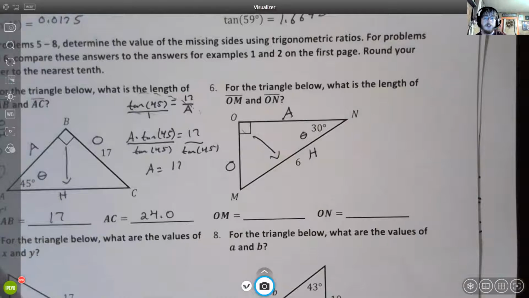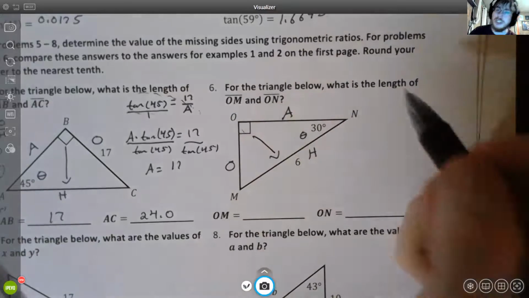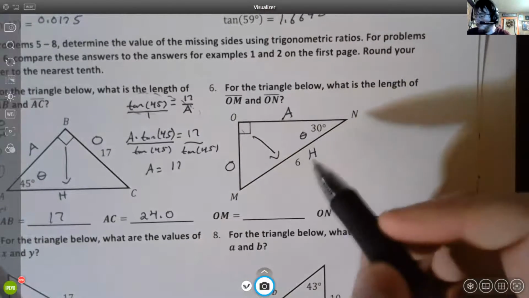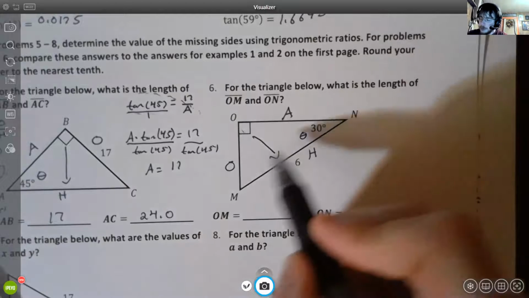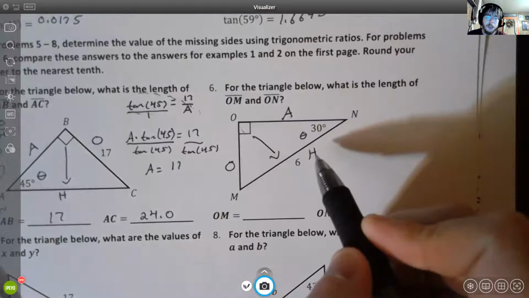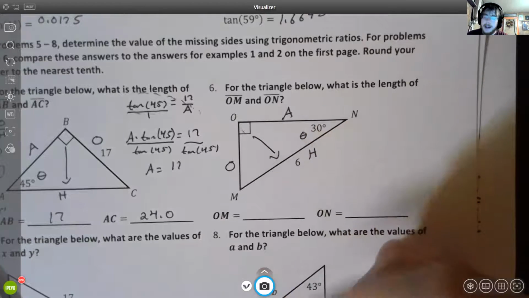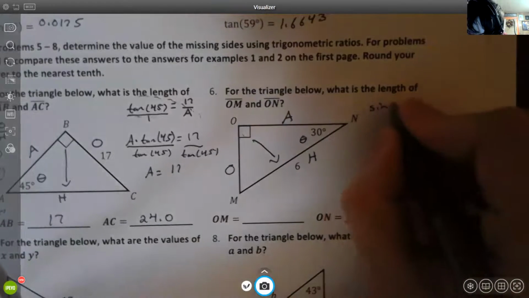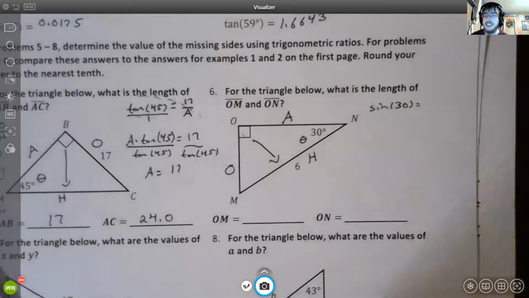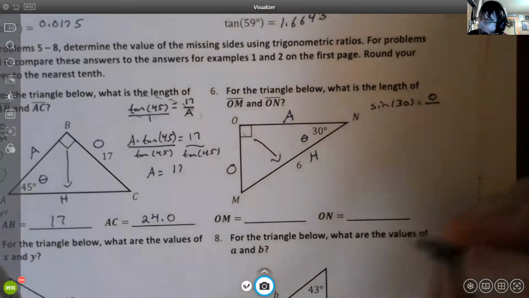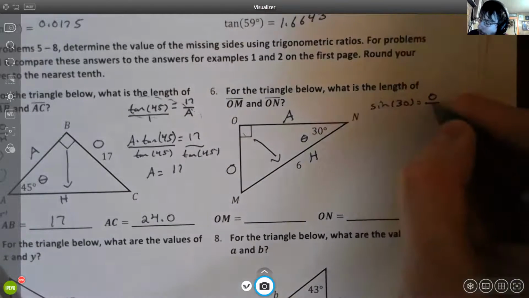Now in this case, I want to find what my opposite side is first. So here, I have my opposite side, and I also have my hypotenuse. So the trig function that uses O and H is sine. So we have sine of 30, and sine is defined as the opposite over the hypotenuse. So the opposite is O, and our hypotenuse is 6.